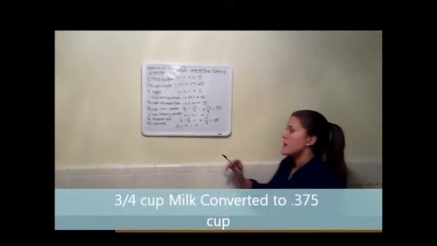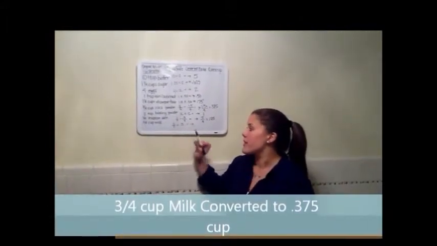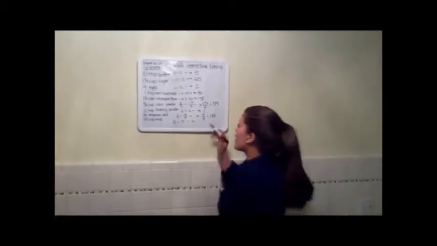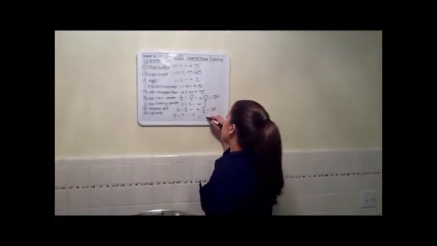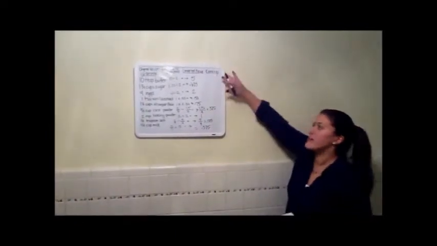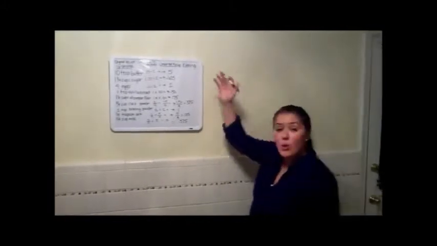The last one, we have milk, and we have 3/4 of a cup. Let's go ahead and multiply again. So we have 3/4 times 0.5. What does that give us? 0.375. Great. So we've done this. Nice and easy. Remember, we can always use our calculator. So let's go ahead and make this delicious recipe.